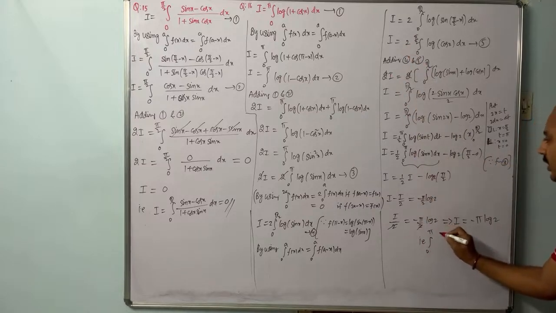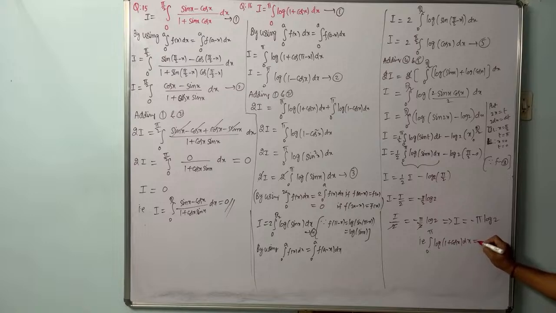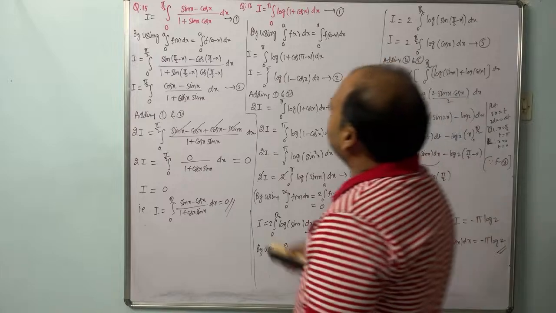Integral 0 to pi log of 1 plus cos x dx is equal to minus pi log 2. If you want to remove the minus, pi log 1 by 2 also we can write here, students. Okay, I hope you understand. I will move to another question.